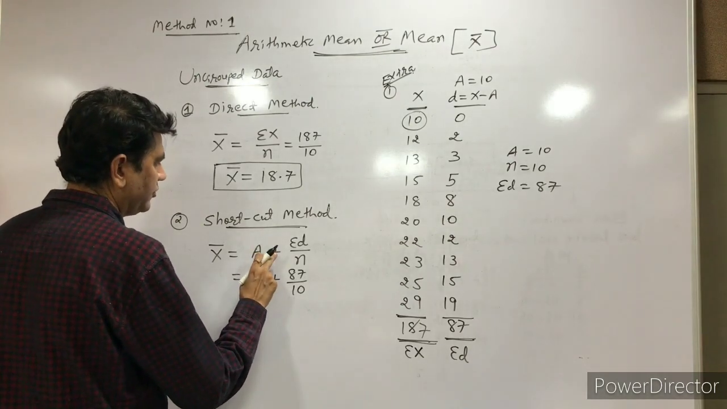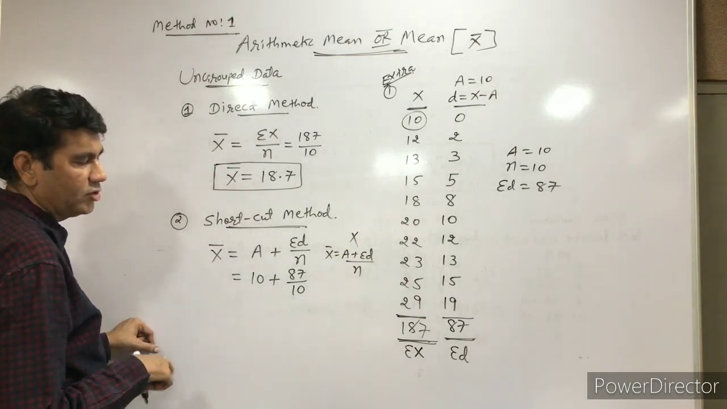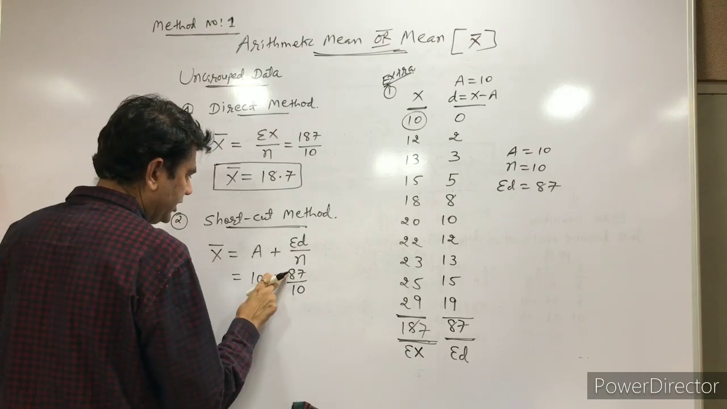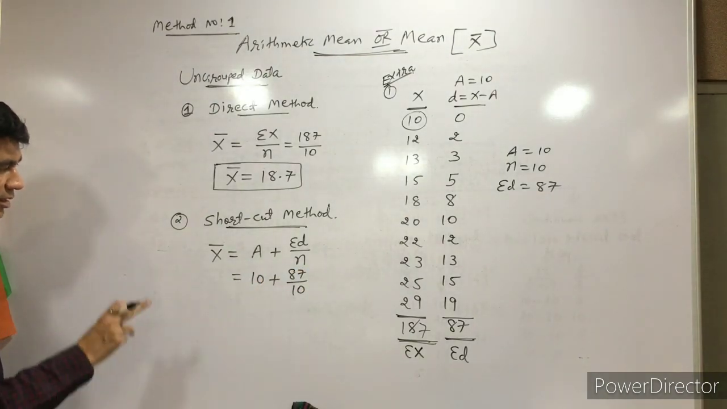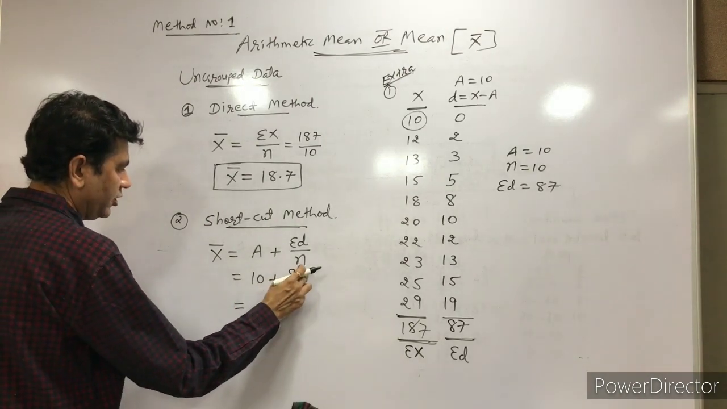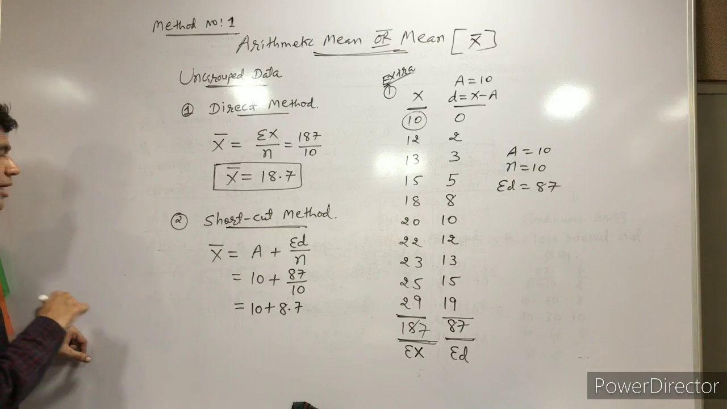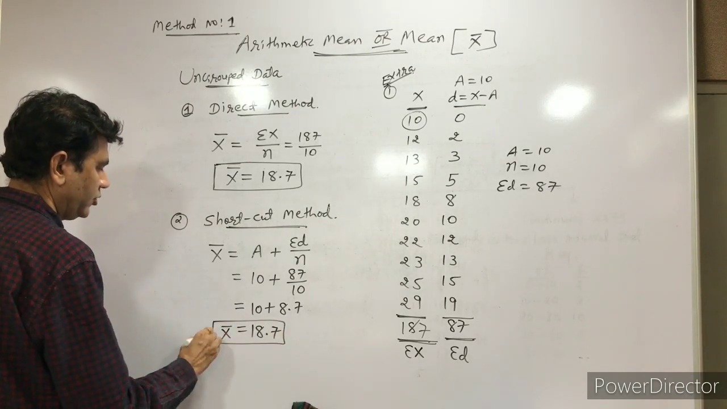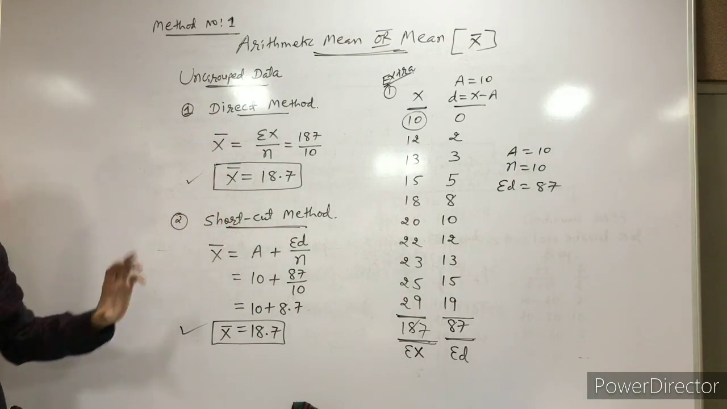Remember that the format of this formula, you cannot write like this. This is wrong method. You have to write a plus sigma d upon n. So first of all, you have to divide 87 by 10. Some students added 10 plus 87 and divided by 10. It's wrong calculation. So first 87 divide by 10 with the help of calci, and then add 10. So you will get 18.7. You can verify answer with direct method. 18.7. The answer will remain same if you apply direct method or shortcut method. Remember that.